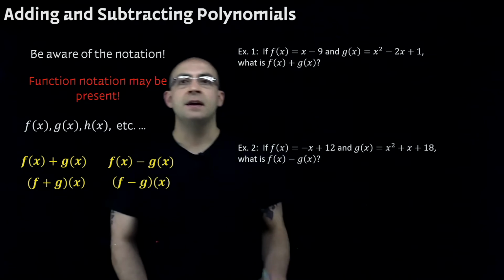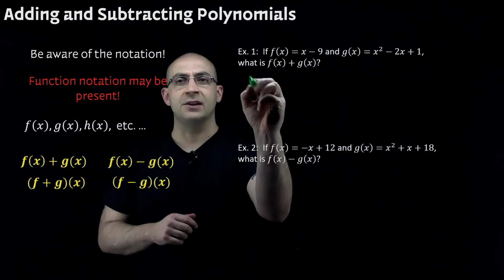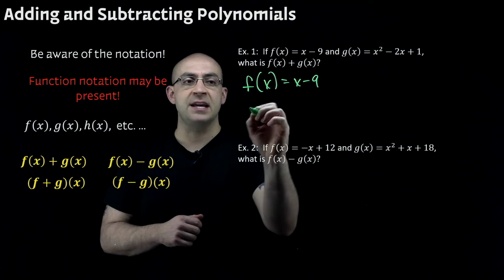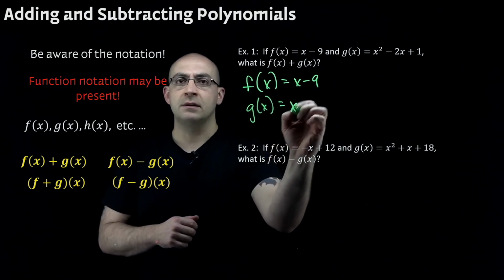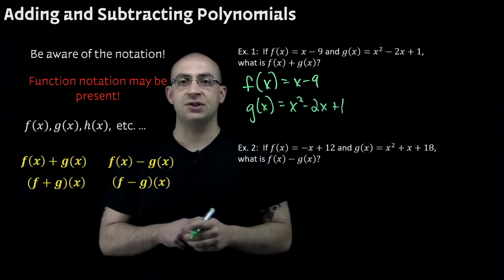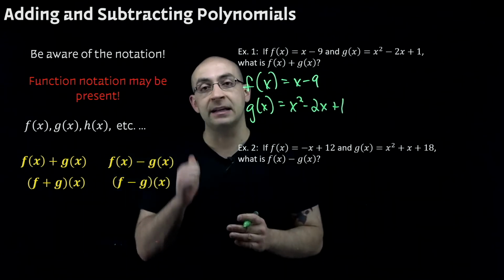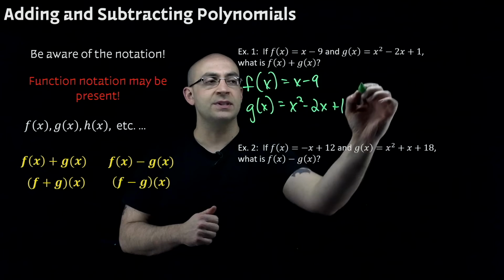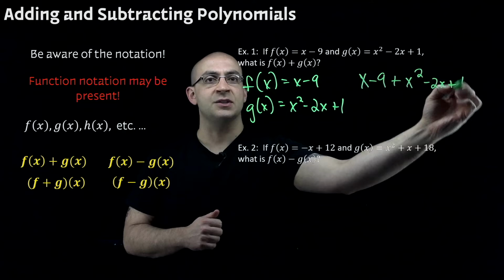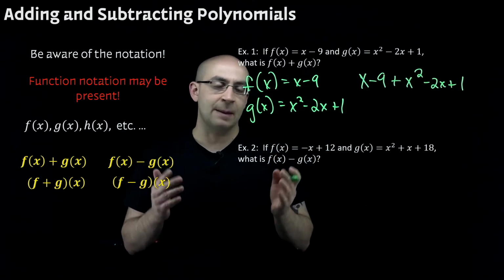Let's try some examples. So example 1 says, if f of x equals x minus 9, so I'm going to write that a little bit bigger over here. F of x is going to equal x minus 9, and g of x equals x squared minus 2x plus 1. What is f of x plus g of x? All right, so I'm going to be adding these functions together and combining like terms. So let's do exactly what it says. X minus 9 plus x squared minus 2x plus 1. There is no need for parentheses here because I'm adding them. The parentheses would drop down anyway.